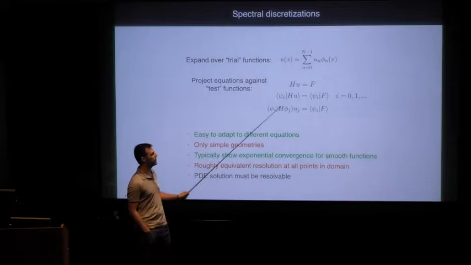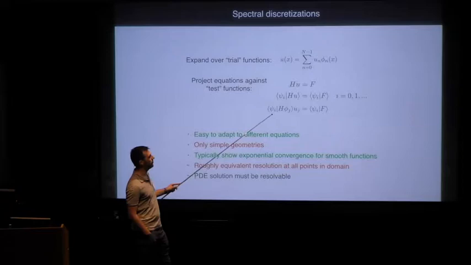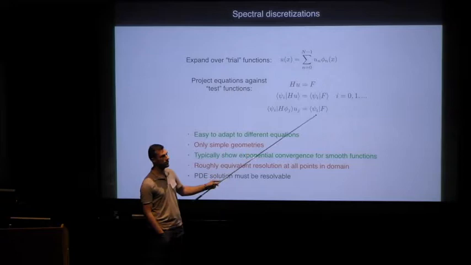This is how you discretize the equations. You do this projection for some fixed number of test functions, and then you end up with a matrix system. This looks just like quantum mechanics, because that's how quantum mechanics works. You have this discrete matrix system times the vector of unknown coefficients equals the vector of coefficients that come from projecting the right-hand side against the same vectors.